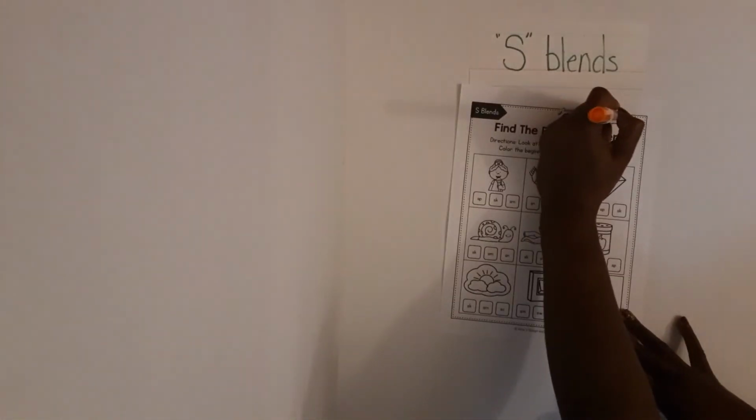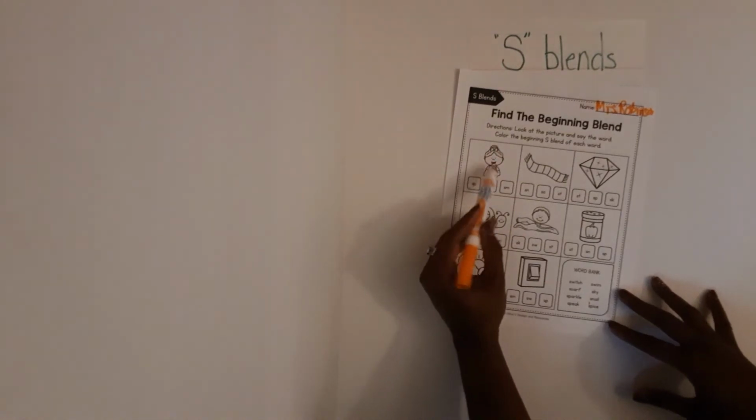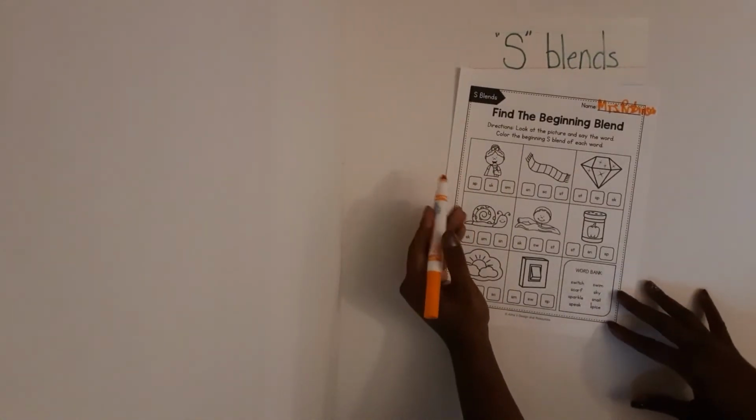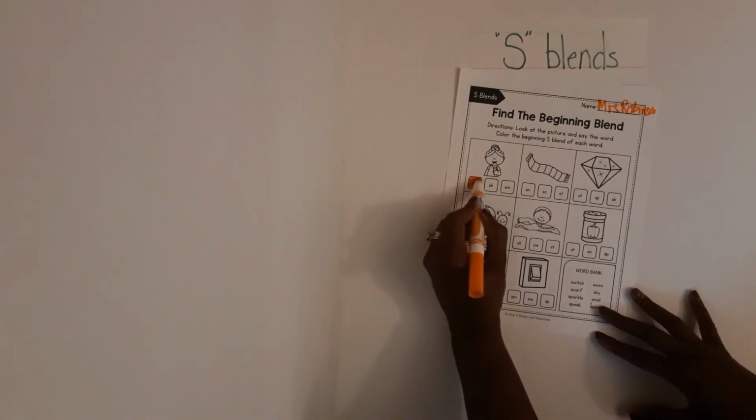So for today's worksheet, you're going to put your name. And it says, look at the picture and say the word. Color the beginning S blend of each word. We have a word bank at the bottom. We have switch, scarf, sparkle, speak, spice, snail, sky, and swim. So this picture is the girl. She's got a microphone and she's speaking into the microphone. So sp, eek, sp, sp. So you would color SP.